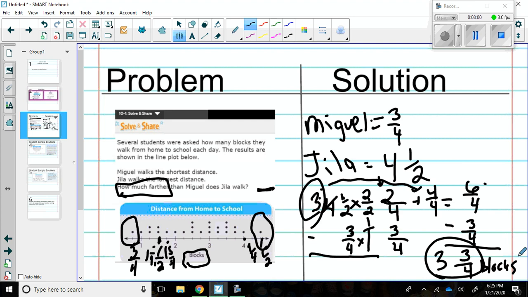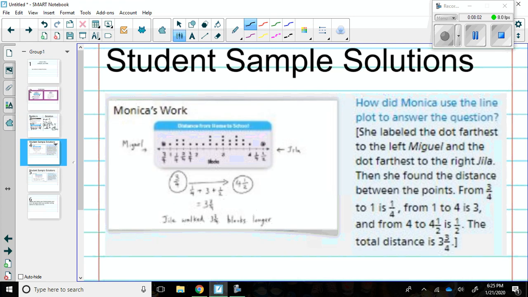Let's see how other people solved it. Here's Monica's work. It asks, how did Monica use the line plot to answer the question? Monica did a great job to figure it out. She used addition, but what I like about what she did is she kind of used the line plot as a number line. She took the 3/4 and knew that she had to go all the way to 4 1/2. She knew that there was 1/4 in each part of the line plot is broken up into fourths.